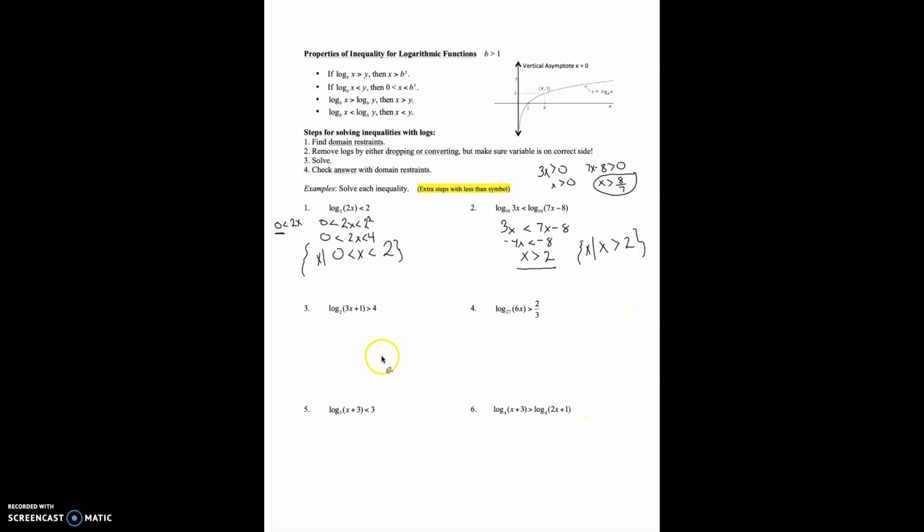So number 3 here, again, log only on one side. So we're going to look at that 3x plus 1, and it's greater than this time. So because it's greater than, we don't have that extra step of looking at this 3x plus 1 has to be greater than 0. So what we're going to do is we're going to write the 3x plus 1 down. And then we're going to write 2 to the 4th power.